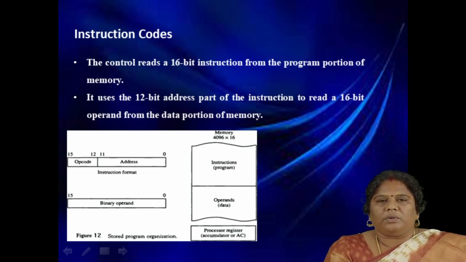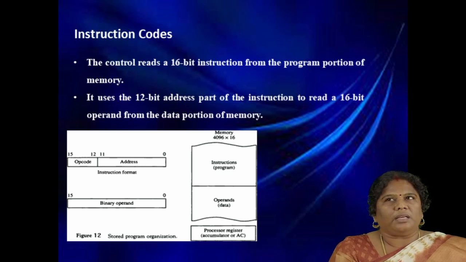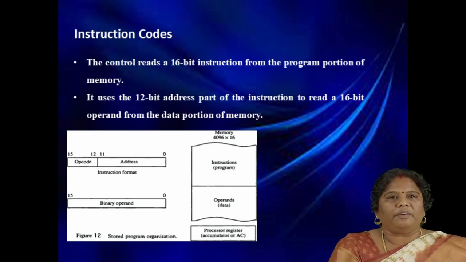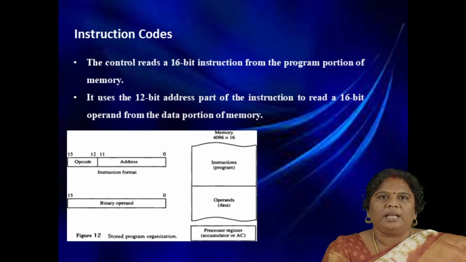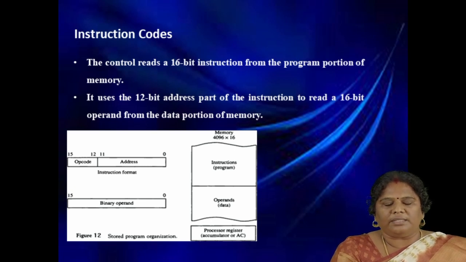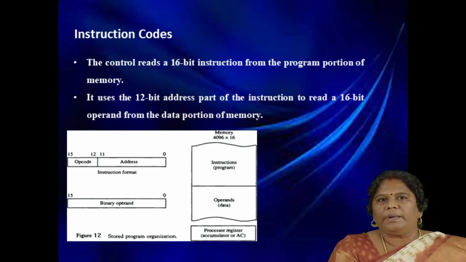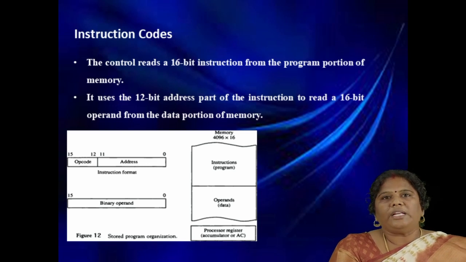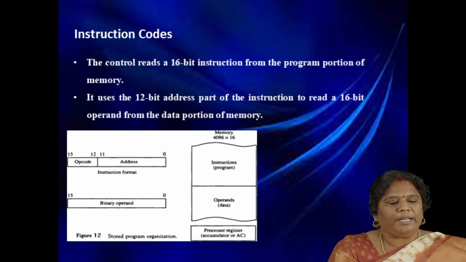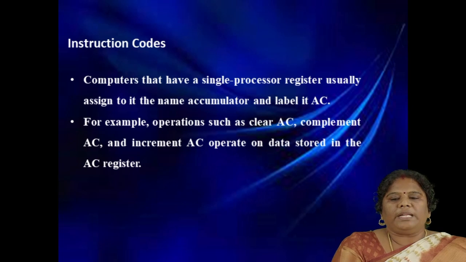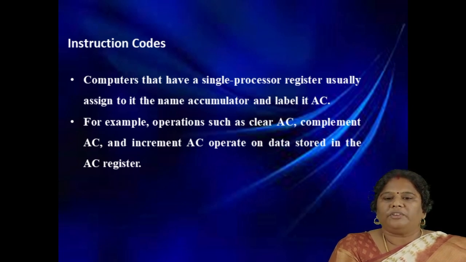Next, we see the register. Each basic computer system has one single processor register. This processor register is referred to as the accumulator. The accumulator is denoted by AC. The operations we need to perform on the accumulator register are clear accumulator, complement accumulator, and increment accumulator.